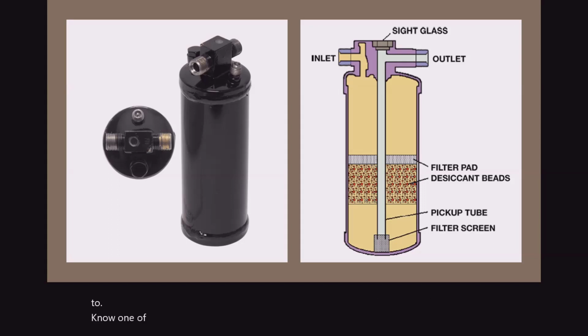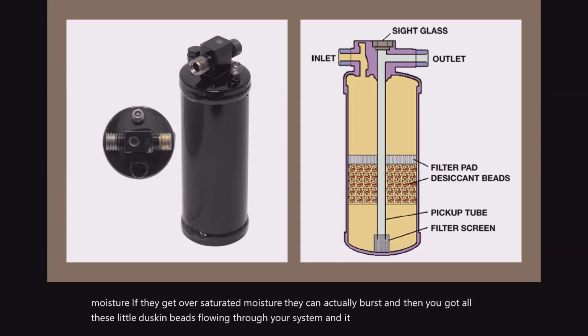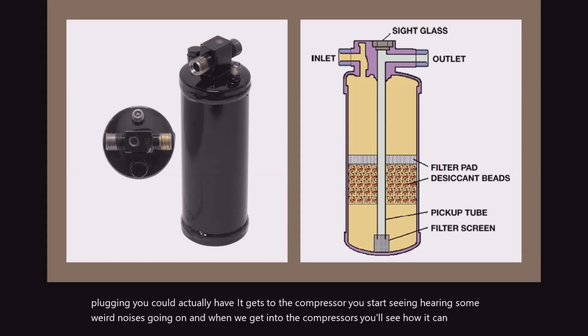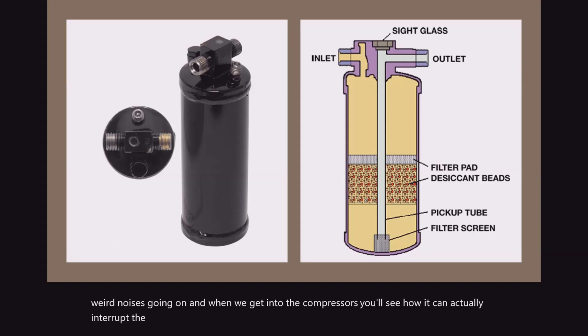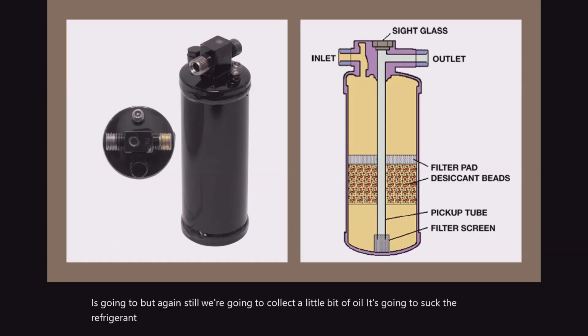One of the things I want to say about desiccant is you don't want to get it oversaturated with moisture. If it gets oversaturated with moisture, it can actually burst, and then you have all these little desiccant beads flowing through your system, and it can really cause havoc with plugging. If it gets to the compressor, you might start hearing some weird noises. When we get into the compressors, you'll see how it can interrupt the reed valves too. But again, we're going to collect a little bit of oil, and it's going to keep the refrigerant as dry as possible.